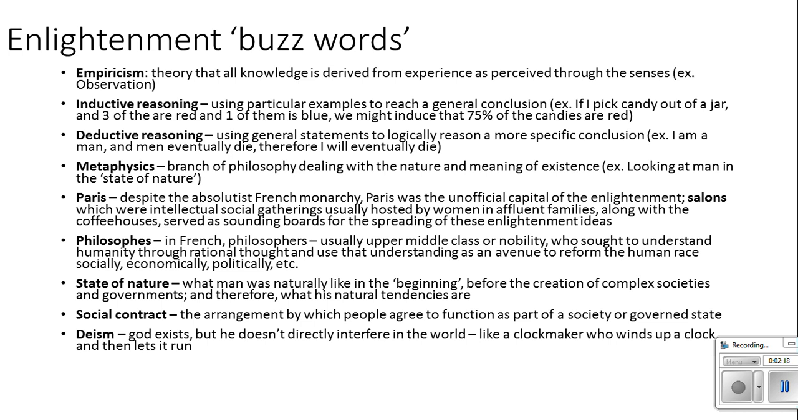Inductive reasoning is when we use particular examples to reach a general conclusion. You'll see I've provided an example there that if I pick 4 candies out of a jar and 3 of them are red, I can induce, rather, that 75% of the candies are red. And then deductive reasoning, which goes in reverse. It uses general statements to reach more specific conclusions. That is, I am a man, men eventually die, therefore I will eventually die.